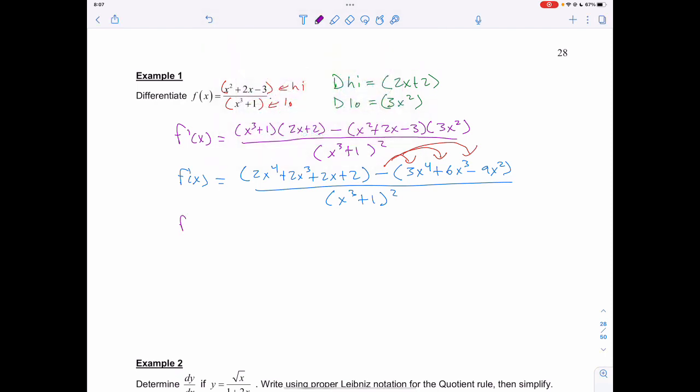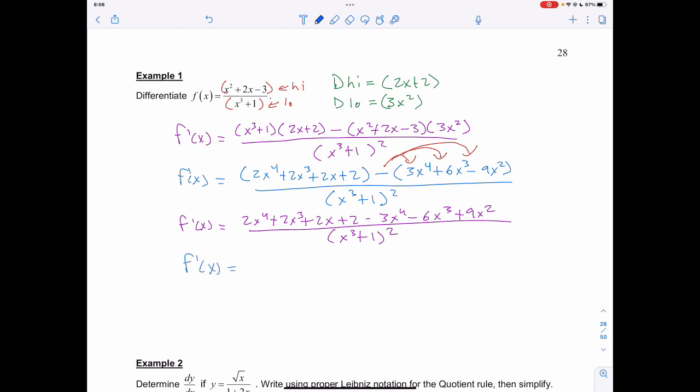So I'm going to have f prime of x is equal to 2x to the 4 plus 2x cubed plus 2x plus 2 minus 3x to the 4 minus 6x cubed plus 9x squared, and it's still all over x cubed plus 1 squared. I'm going to combine my like terms. And I get f prime of x is going to equal negative x to the 4, negative 4x cubed, plus 9x squared, plus 2x, plus 2, all divided by x cubed plus 1 squared.